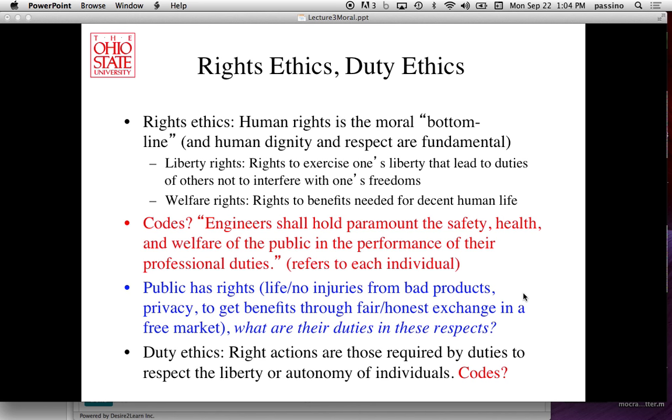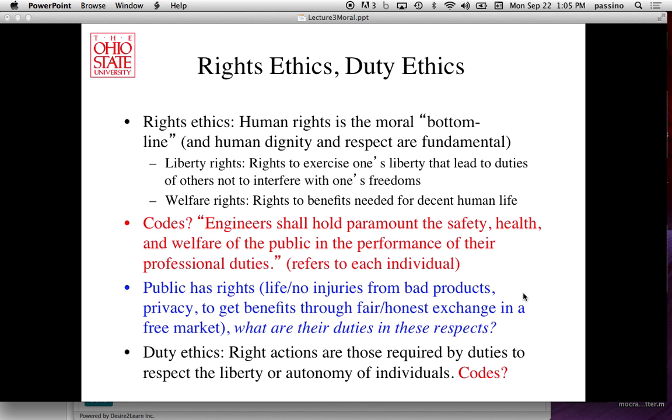So what's the relevance of rights to codes? Well, this statement here, again, I keep returning to: engineers hold paramount the safety, health, and welfare of the public in the performance of professional duties. That refers to every individual. That is, every person that's getting the products that you're going to be creating as an engineer has a certain right with respect to that product, such as a right not to be injured by your negligence for that product. Or not to be killed by a product.